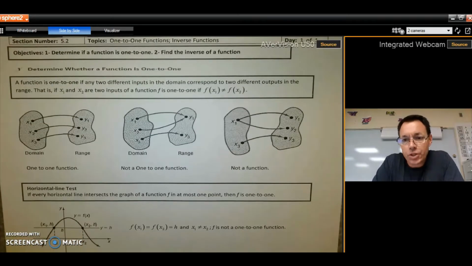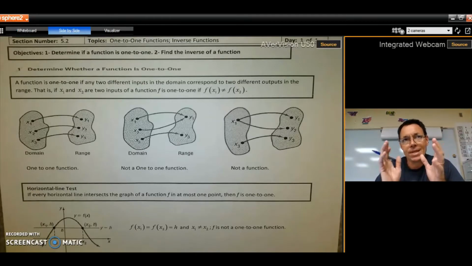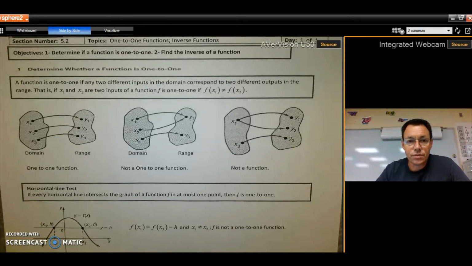Chapter 5 eventually is going to talk about exponential functions and logarithm functions, which are things that you saw in Algebra 2. Those two functions are inverses of each other. They undo each other, kind of like adding and subtracting and multiplying and dividing are inverses of each other. So before we get into that, the first thing we're going to do is talk about inverses.